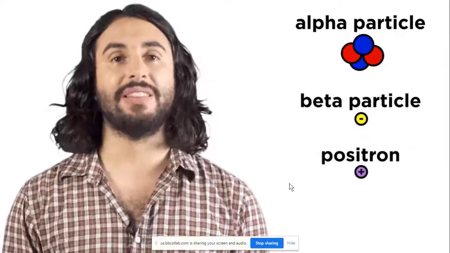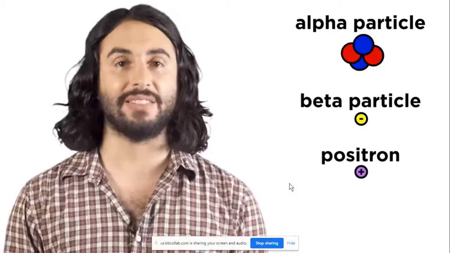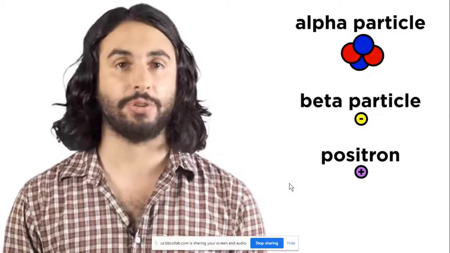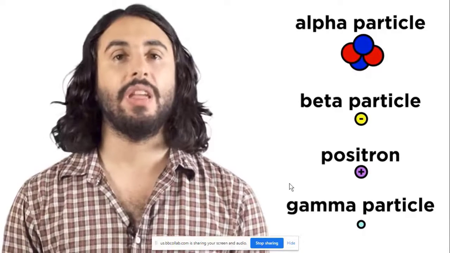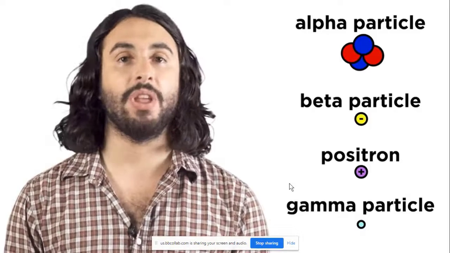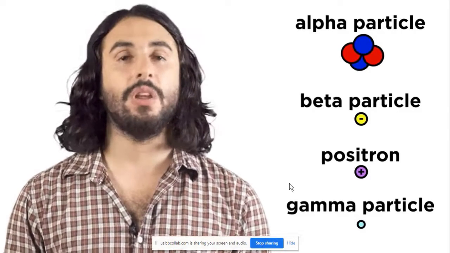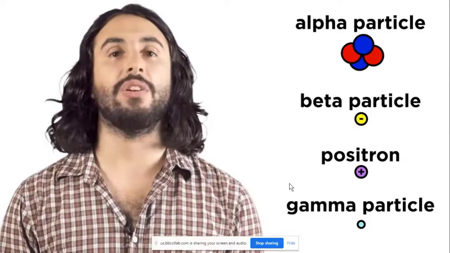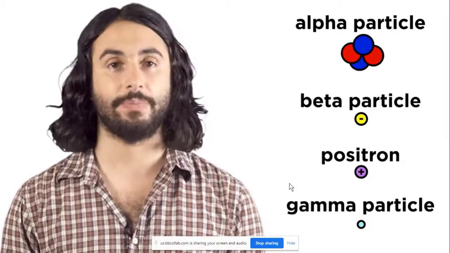A positron is the antimatter particle of the electron, which has the same mass as the electron, but a positive charge. And a gamma particle is a photon of light. This is the same as the electromagnetic radiation from the Bohr model, just no longer associated with the transition of an electron. Let's quickly learn the ways that we can notate these particles so that we can write nuclear reactions.